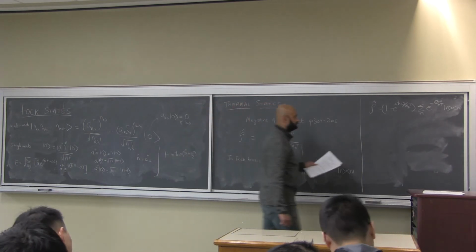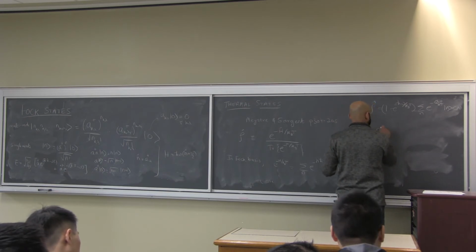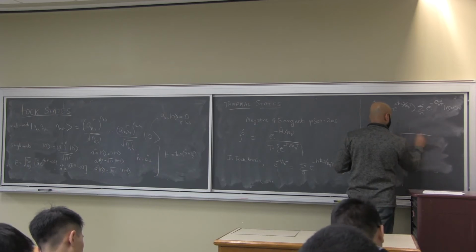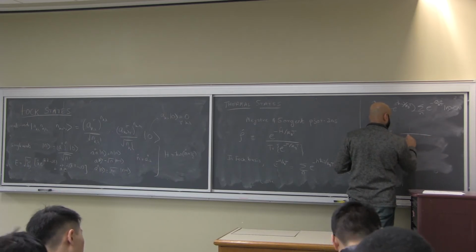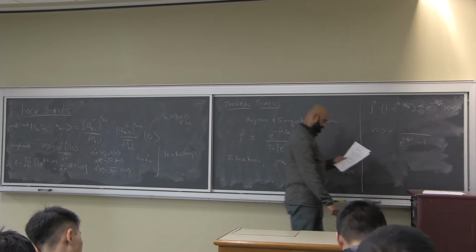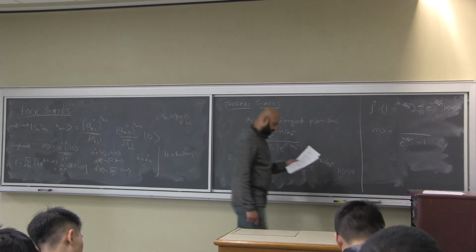And then we can also calculate the average value of n, which is simply 1 over e to the h bar omega over kT minus 1. So just the Planck distribution for thermal modes, for thermal light.